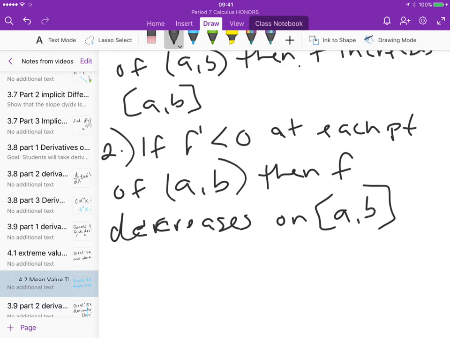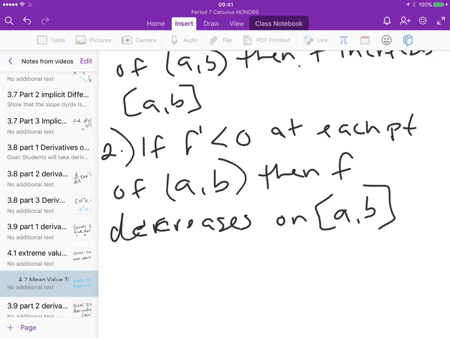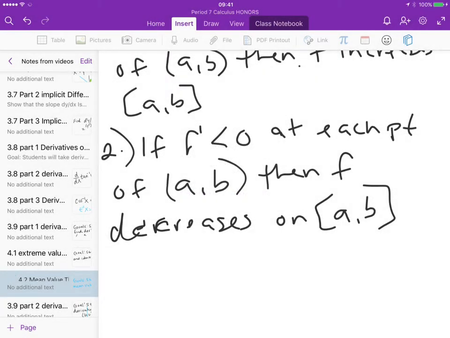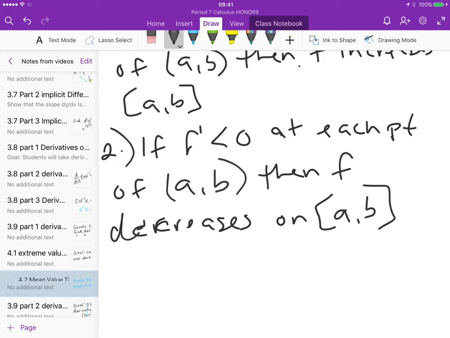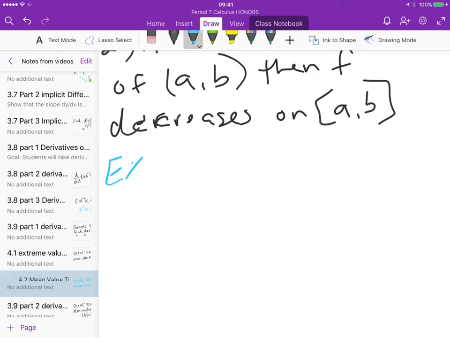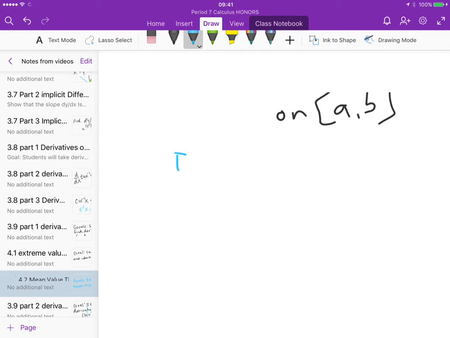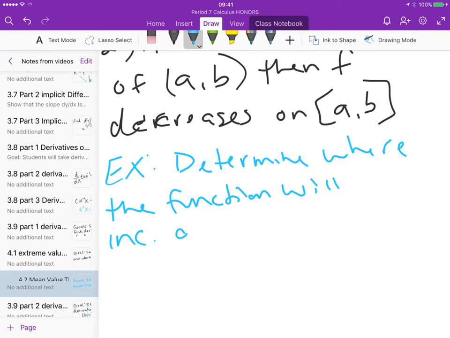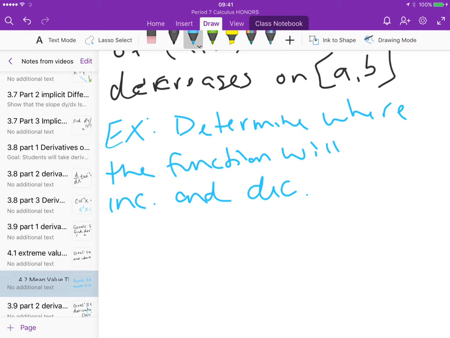So for our first example of the day, we just want to determine where the graph is going to rise and fall. Let's look here for a sec. We have our example. It says determine where the function will increase and decrease. Our function that we are dealing with here is y equals x squared.